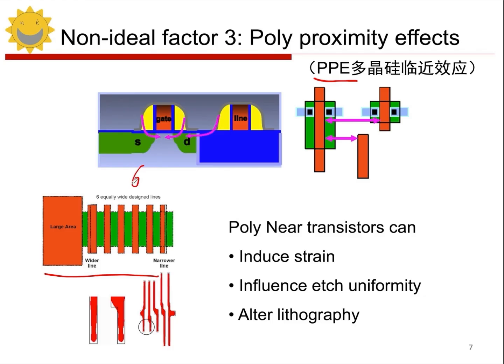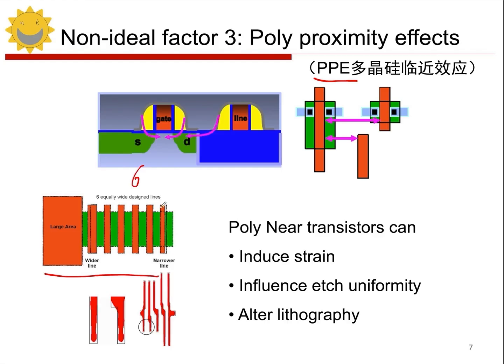But then, after processing, there will be deviations. What is the reason? Let's take a look. For example, next to the gate on the far left, there is a very large area of poly. For example, this is another transistor. It is very large and close to the leftmost finger, right? And there is no other poly on the right side of the rightmost finger.